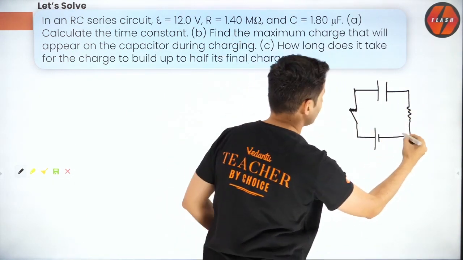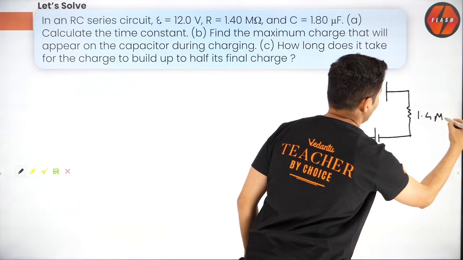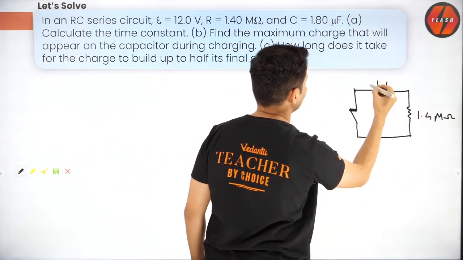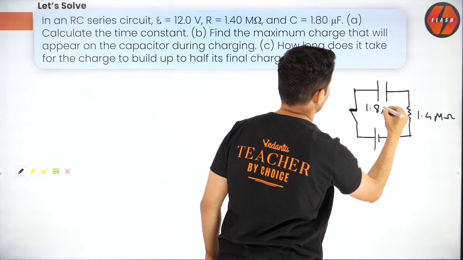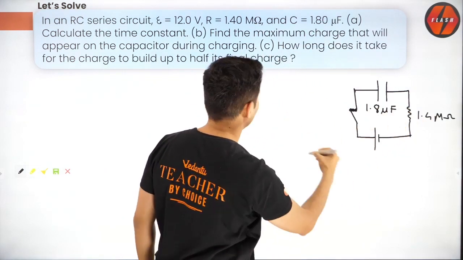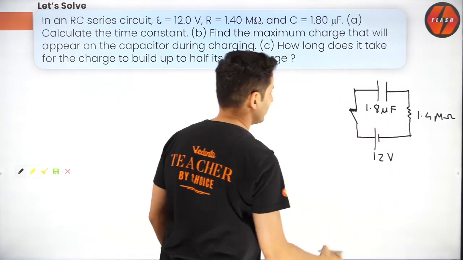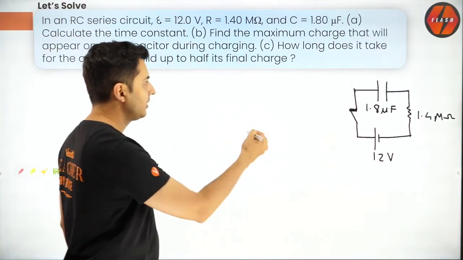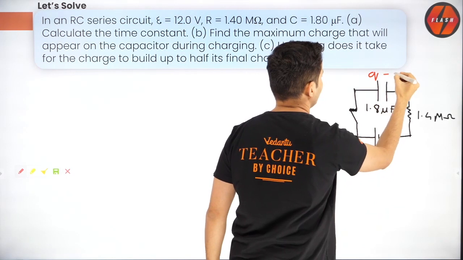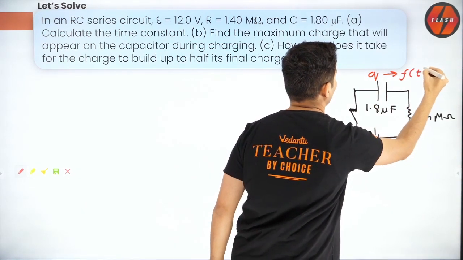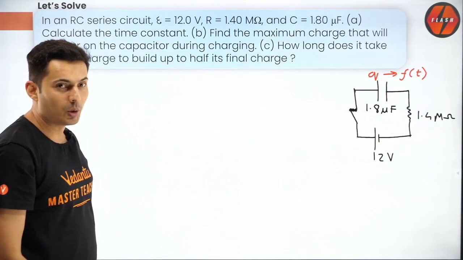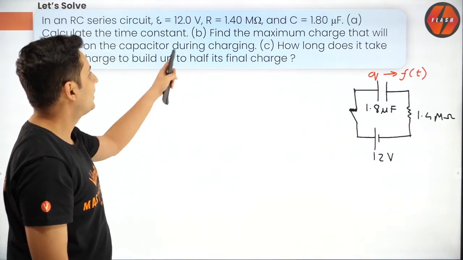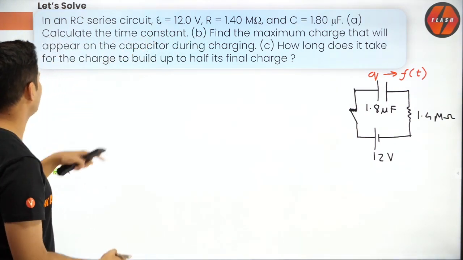The resistance is 1.4 mega ohm, the capacitance is 1.8 microfarad, and the battery voltage is 12 volts. So obviously some charge is going to be built up on it. This charge, obviously we know, will be a function of time as you close that switch. So the first question is, what is the time constant?